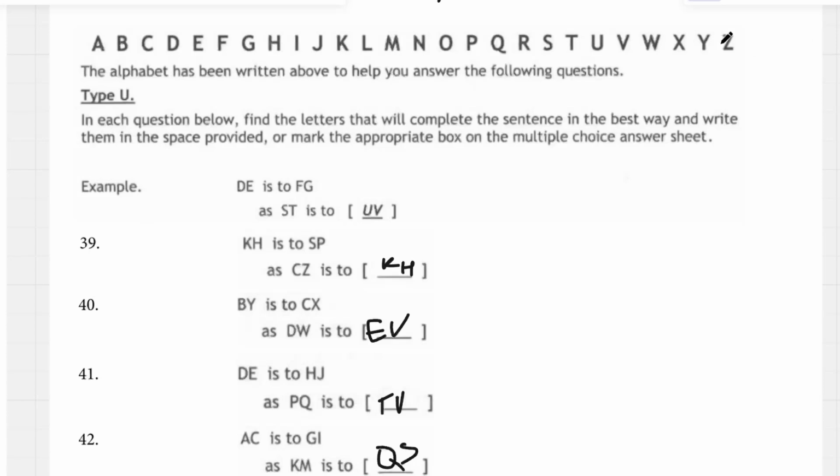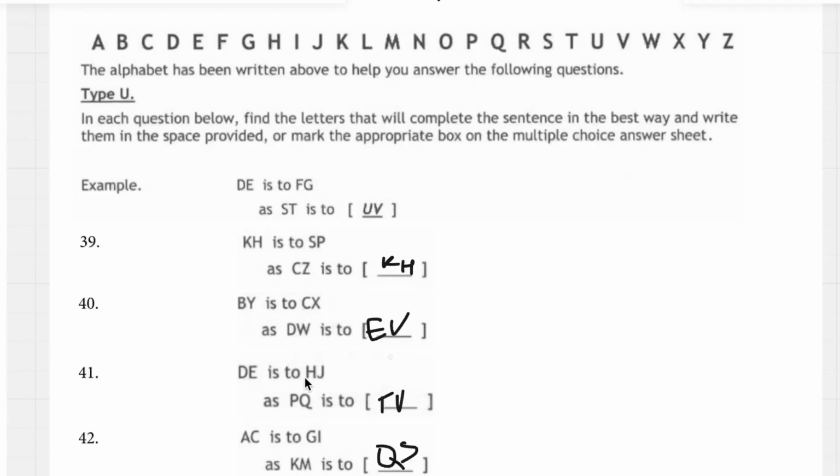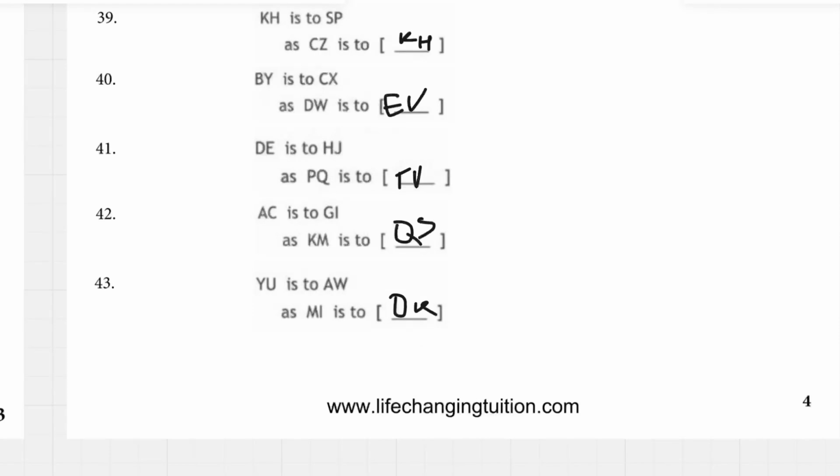Y to A, add 2, M plus 2 is O. U to W is going to be +2, I plus 2 is K, O, K. We can see that over here if you're looking at 43.